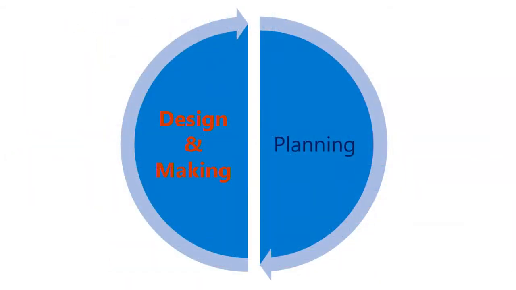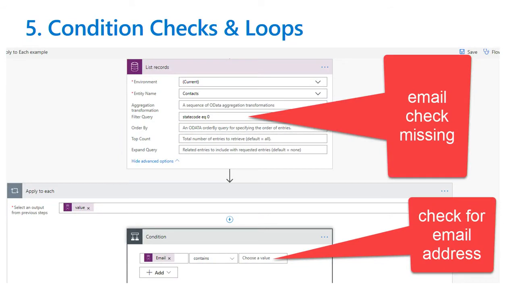Okay, so now we've done some basic planning. Let's think about some designing and making tips. So I've got a list records where I'm going out to the Common Data Service and I'm retrieving records for an email campaign that I want to kick off using Flow, and I want to send out emails. So I'm checking for status code. In other words, I just want active records, but I'm missing something.